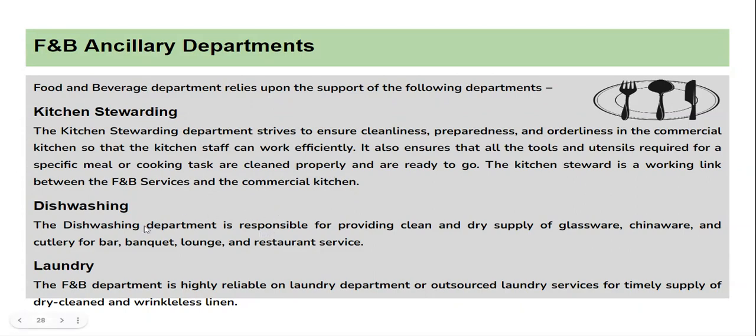The kitchen steward is the working link between the F&B services and the commercial kitchen. And also we have another F&B ancillary, the dishwashing station or department, which is responsible for providing clean and dry supply of glassware, chinaware, and cutlery for the bar, for banquet, for lunch, and restaurant service. And also the laundry. Okay, the laundry department is highly relied on for timely supply of dry-cleaned and wrinkle-less linen, like tablecloth, table napkin, seat cover, and so on.